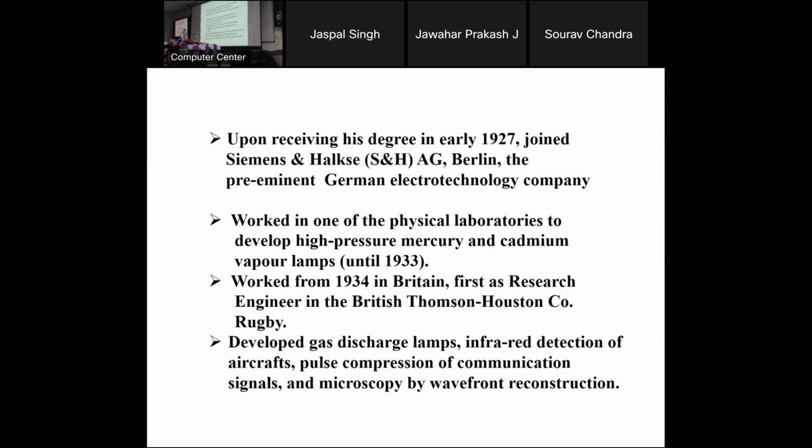From 1934 in Britain, first as a research engineer at the British Thomson-Houston Company, he developed gas discharge tubes, infrared detection of aircraft, pulse compression of communication signals, and microscopy by wavefront reconstruction. So, the last part is the optics part.